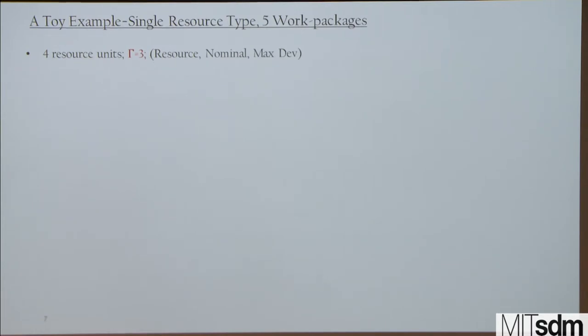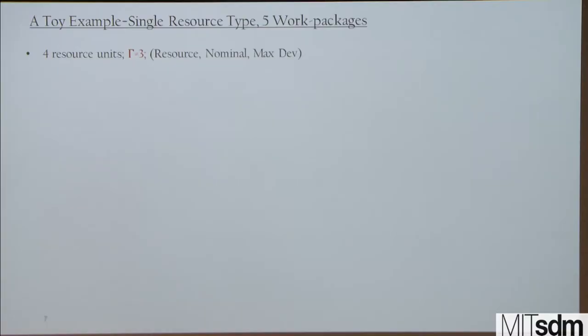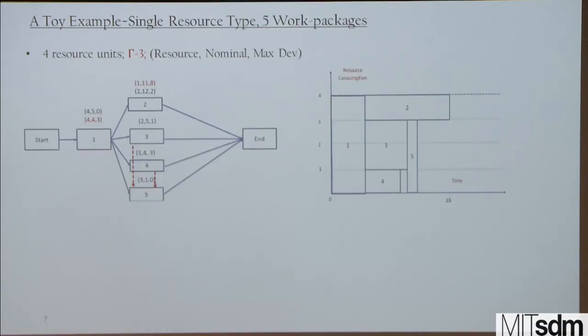Okay, so I want to use a toy example in order to illustrate the approach. And we have here only a single resource type. We have 4 units of it. This is the resource availability. And we have 5 work packages. And the gamma parameter equals 3. So this is the project.